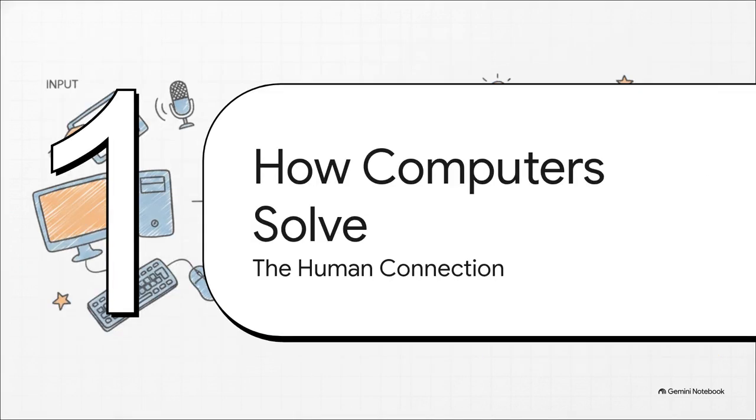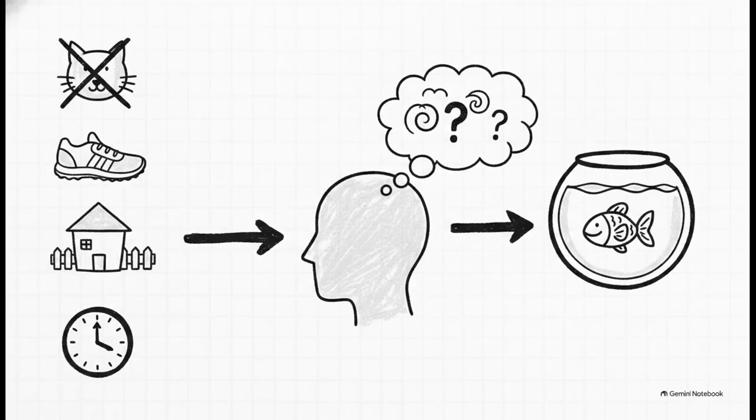Section 1. How computers solve problems, the human connection. Before we get bogged down in microchips and code, let's root this whole machine logic thing in a super relatable human scenario. Imagine you're trying to recommend a pet to a friend. You wouldn't just guess randomly, right? That'd be a disaster. You have to ask specific questions to gather data first.